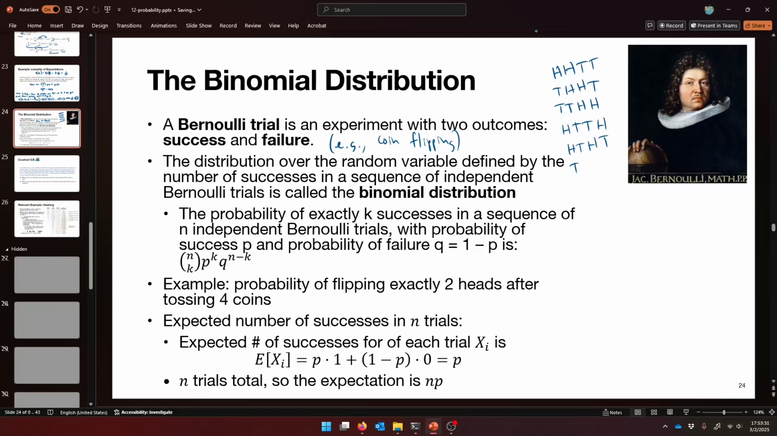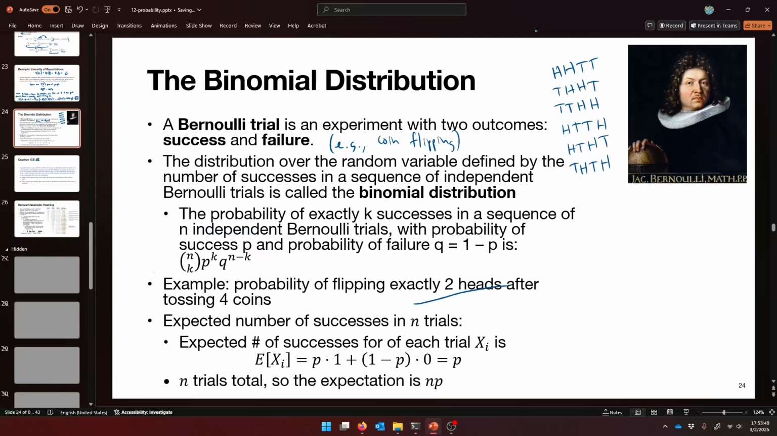Or it could have been what? Tail, head, tail, head. I think those are all the ways, right? Those are all the ways to get exactly 2 heads after you toss 4 coins. You can figure that out very easily with this formula now. All right, so it's going to be immediate.